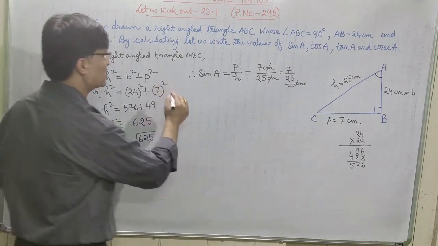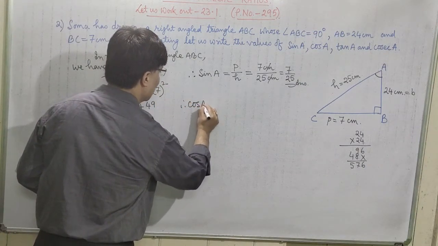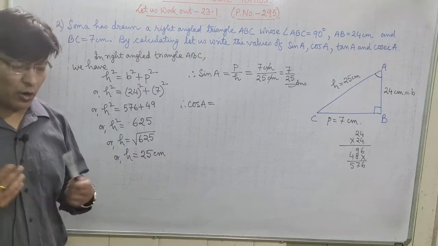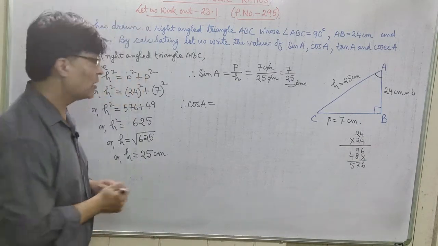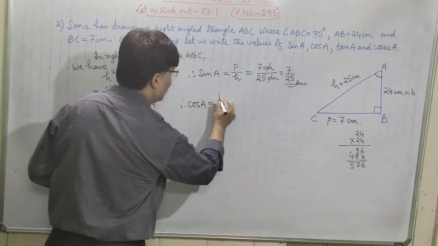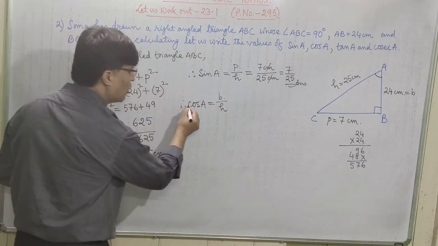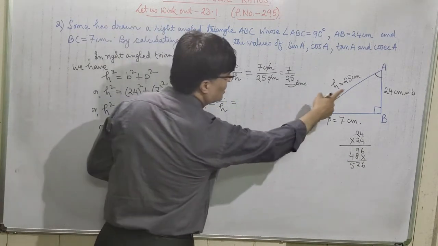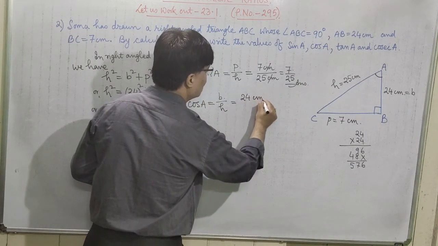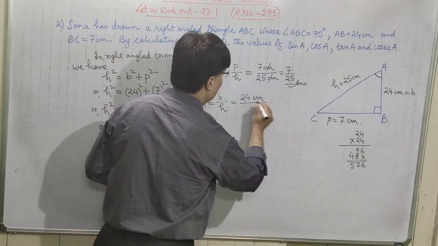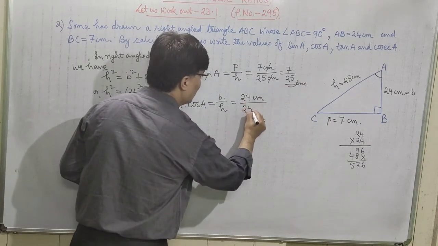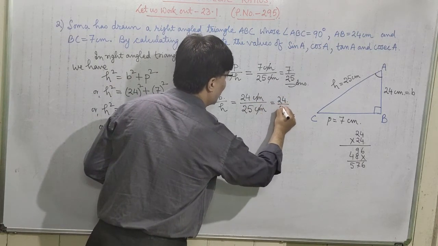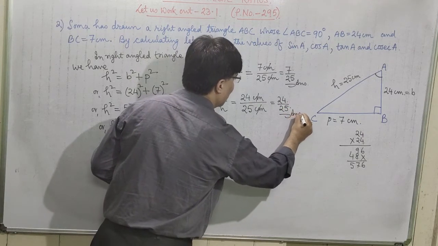Is that clear? Next, cos A. How can you write down the formula for cos A? You know that cos A is equal to base upon hypotenuse, B by H. That means cos A is equal to base upon hypotenuse. What is the base out here? From the figure, base is 24 centimeter divided by which is the hypotenuse? It is 25 centimeter. You can cancel it, which is equal to 24 by 25. So this is the answer.